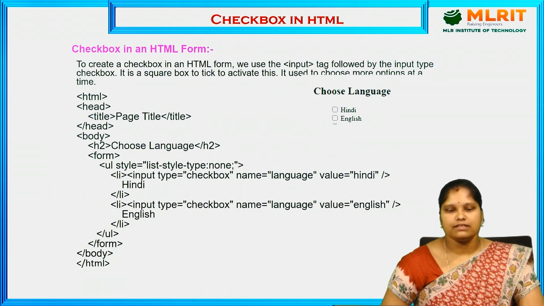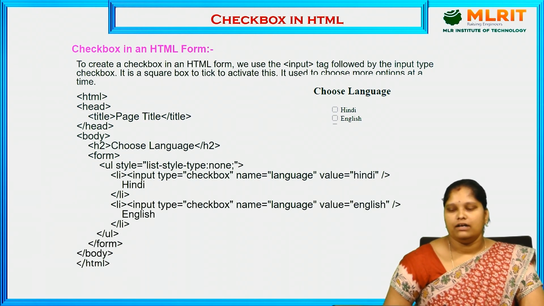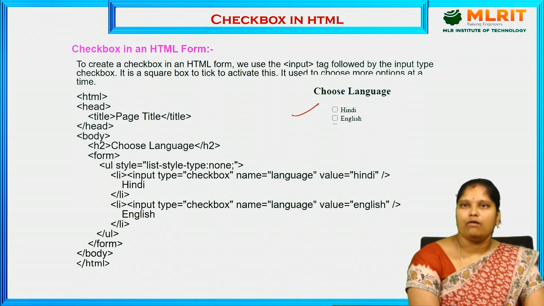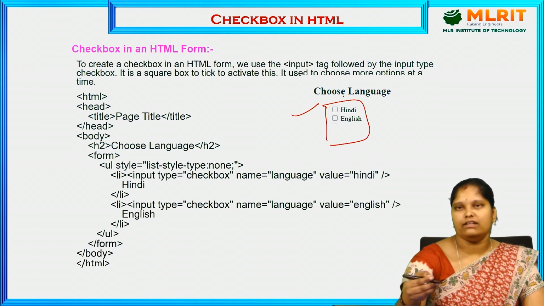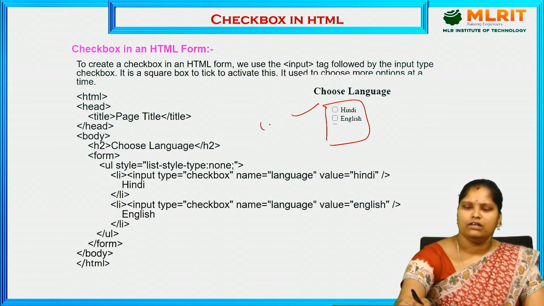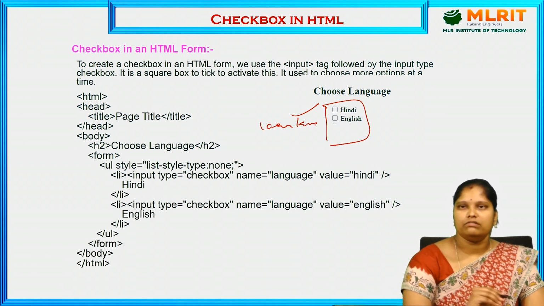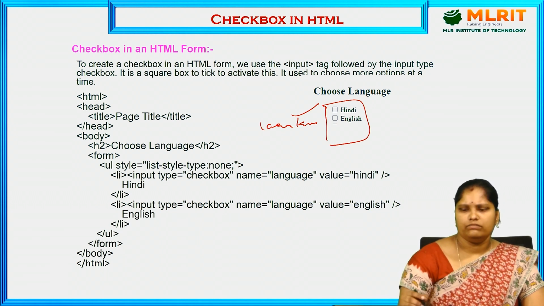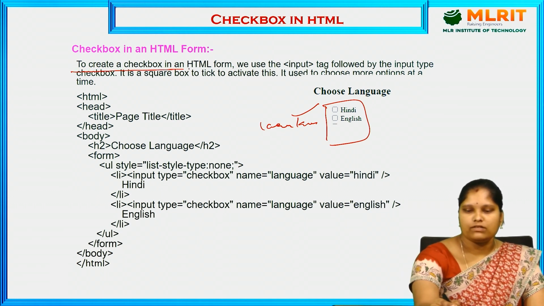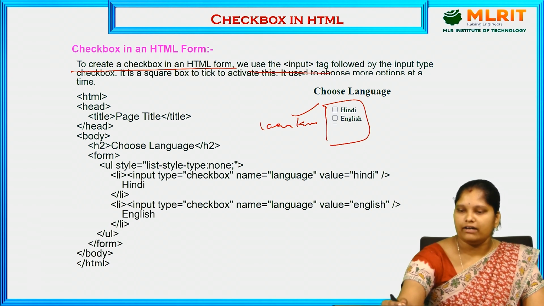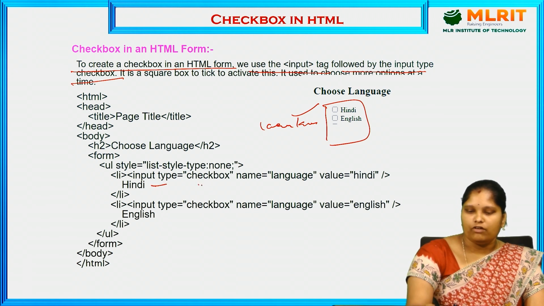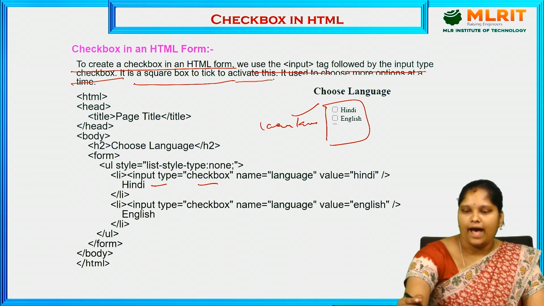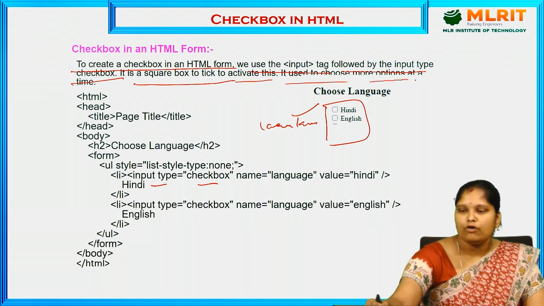Next element is checkbox, right? In any form filling, this is also one familiar element. Choose languages known: Hindi, English, Telugu, as you wish. To create a checkbox in an HTML form, we use the input tag followed by input type checkbox. It is a square box to tick to activate. This is used to choose more options.